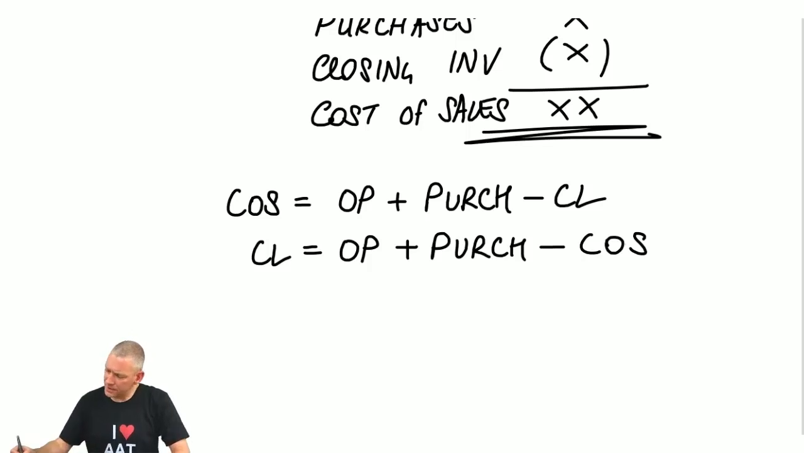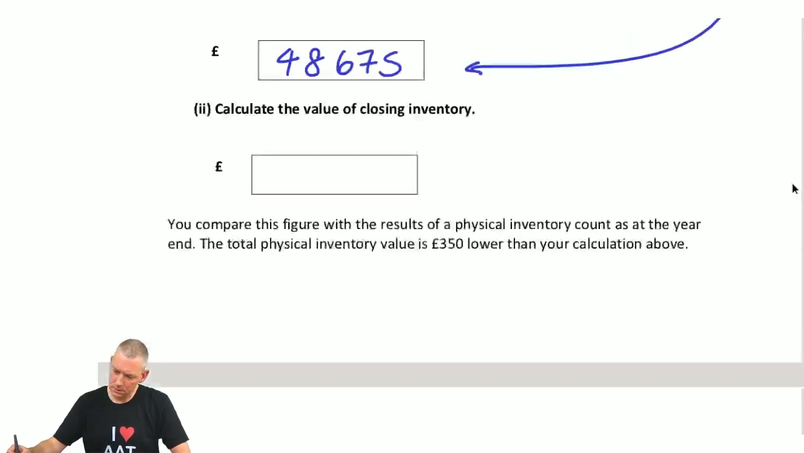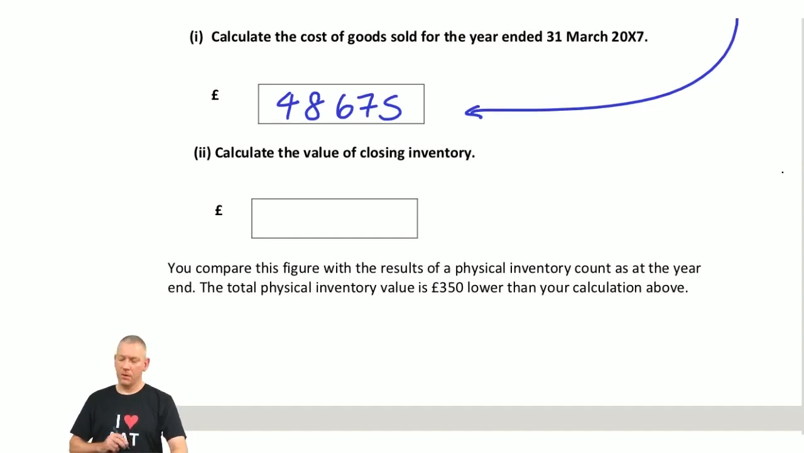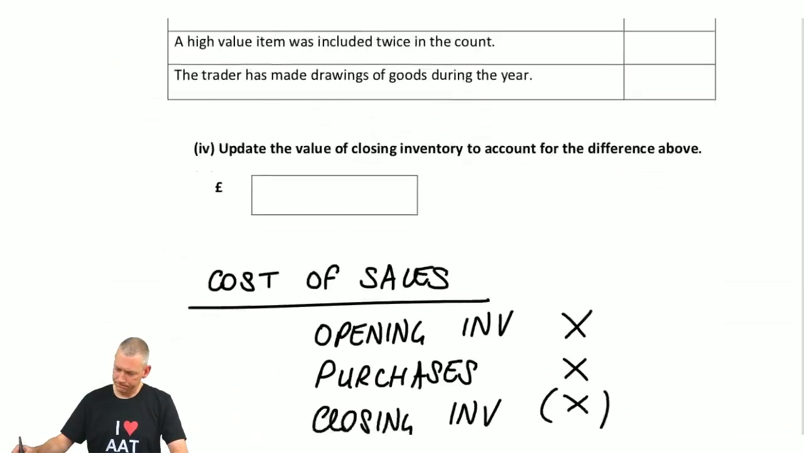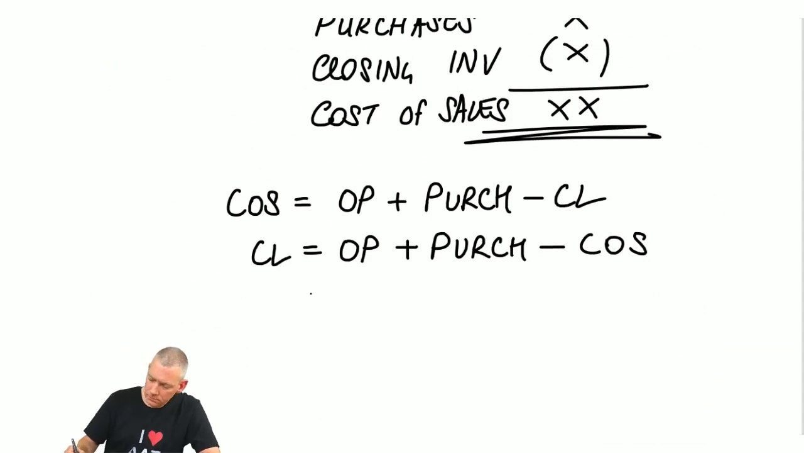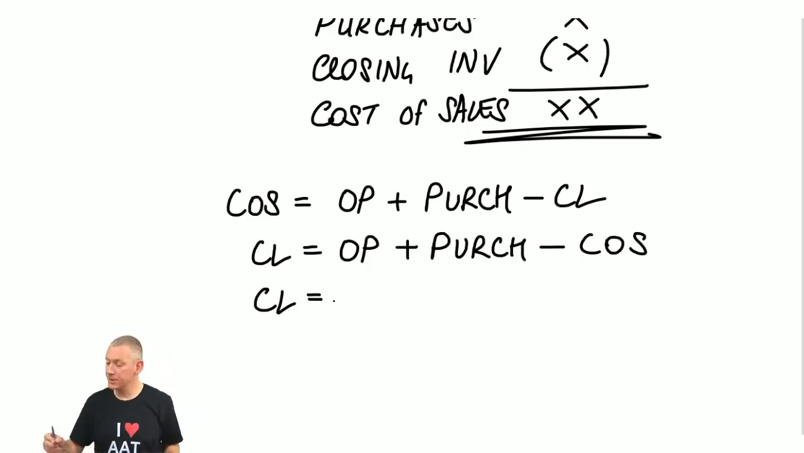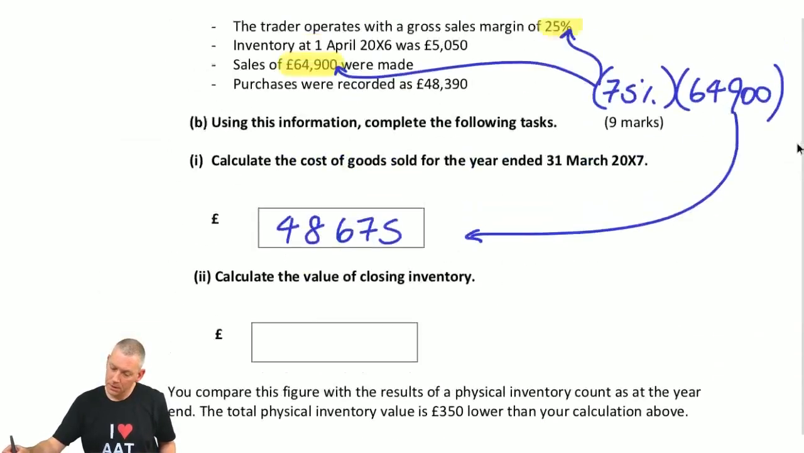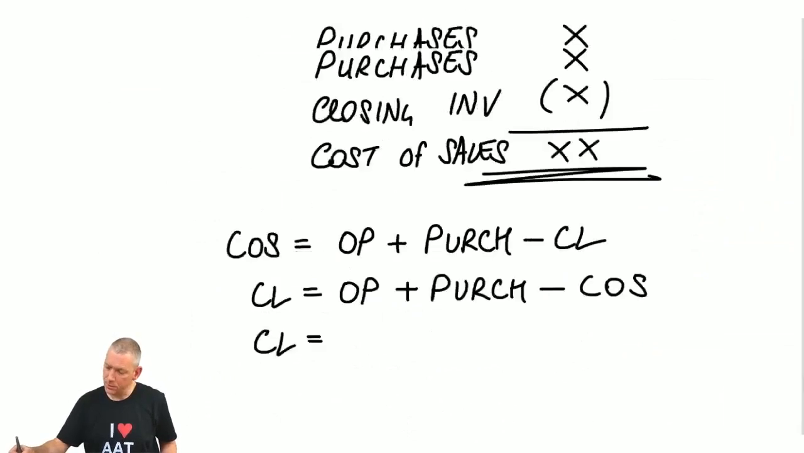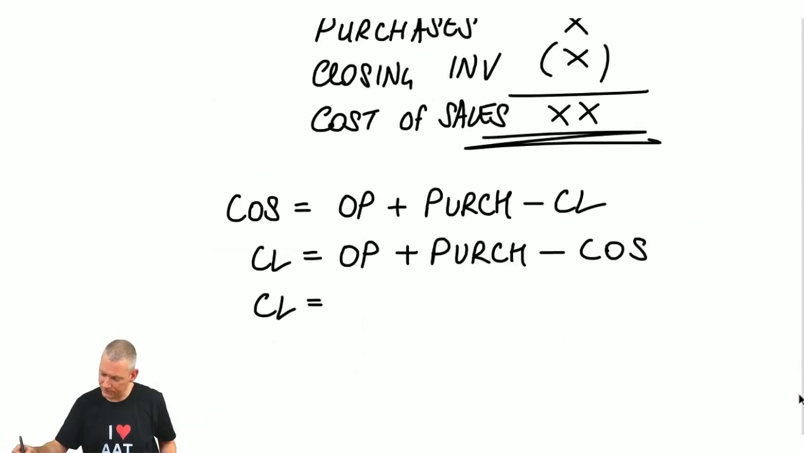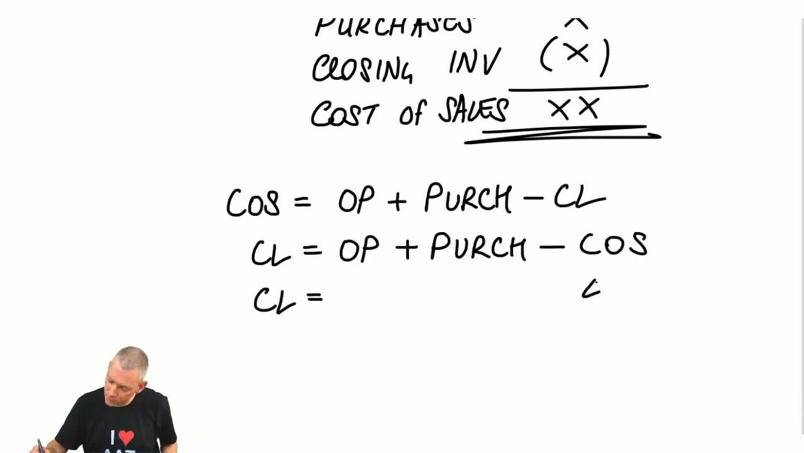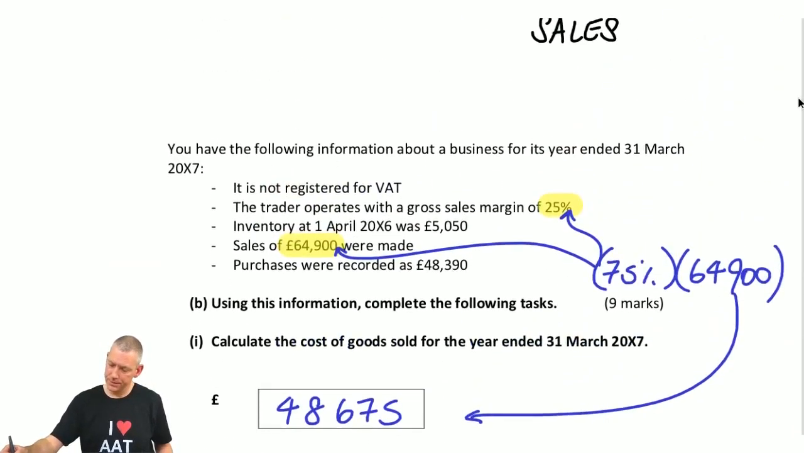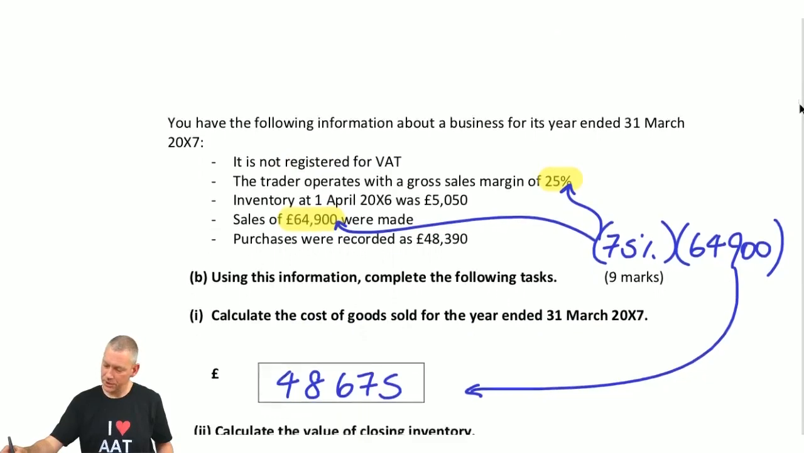Sorry, what were we being asked for all that time ago? Calculate the value of the closing inventory. So the closing inventory is equal to, now I need the rest of the information. I drop it in, don't I? So what do I have? I've got the cost of sales. So what's that? 48,675. So 48,675 minus purchases 48,390.